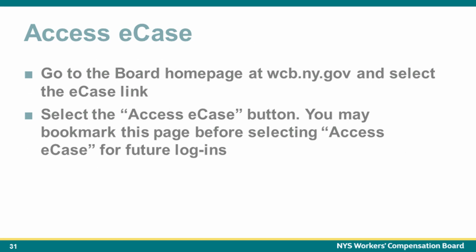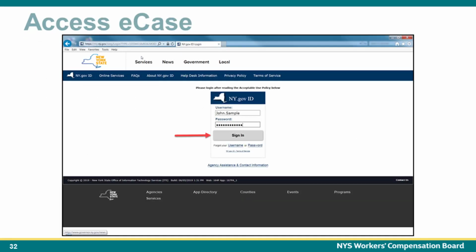Go to the board homepage at wcb.ny.gov and select the eCase link. Select the Access eCase button. You may bookmark this page before clicking on Access eCase for future logins. The ny.gov sign-in will appear. Enter your ny.gov ID username and password and select Sign In.